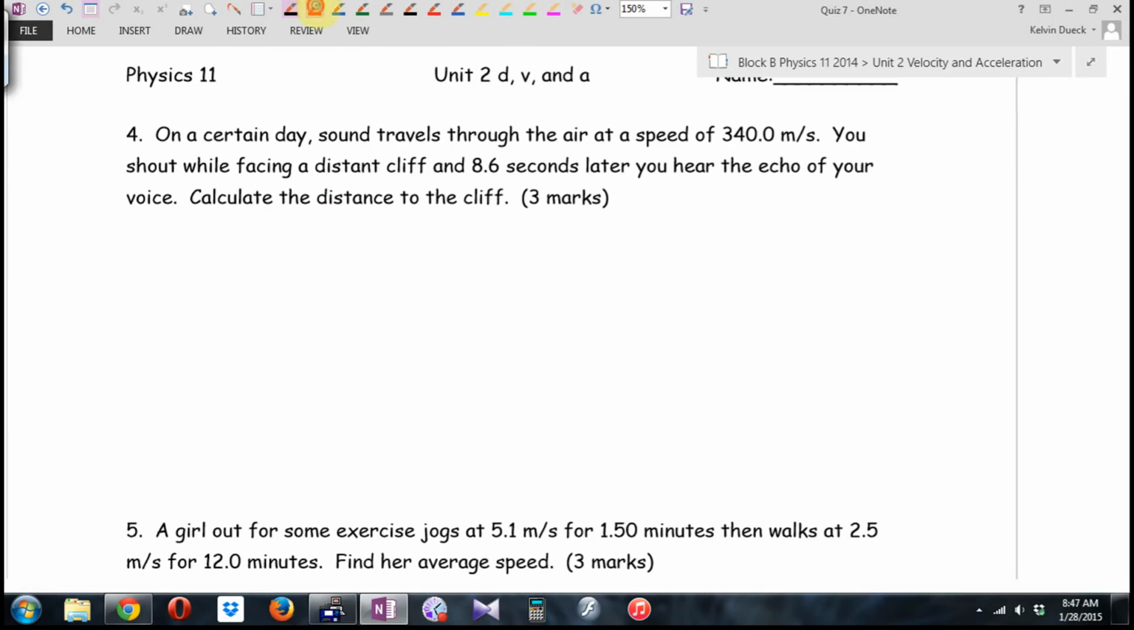Number 4 is pretty tough. 3 marks. On a certain day, sound travels through the air at a speed of 340 meters per second. You shout while facing a distant cliff, and 8.6 seconds later, you hear the echo. Calculate the distance to the cliff.